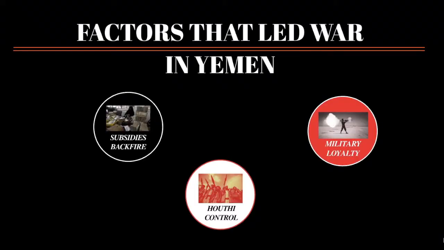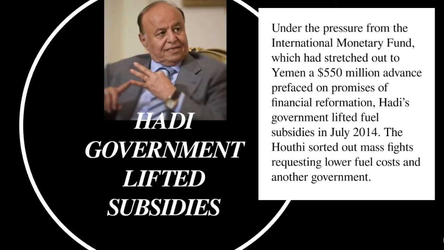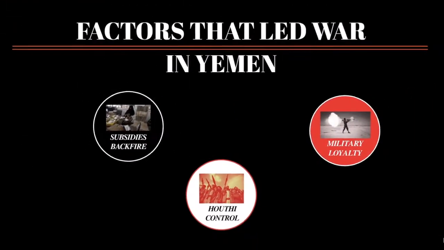There are several factors that widened these political divisions and led to full-scale military conflict. Firstly, subsidies backfired. Under pressure from the International Monetary Fund, which had extended to Yemen a $550 million advance on promises of financial reform, Hadi's government lifted the fuel subsidy in July 2014. The Houthis organized mass protests demanding lower fuel costs and a new government.